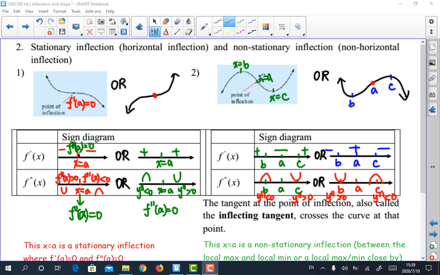If x equals a is a non-stationary inflection, let's look at what will happen to the first derivative and the second derivative at this point x equals a. For non-stationary inflection, we may have two different types of curves. The first case is concave down first, then concave up. The second case is concave up first, then concave down. But anyway, if this point is a non-stationary inflection, it must have a local maximum point or local minimum point nearby. Or you may have both of them right beside this x equals a. So in this case, we put a local maximum and local minimum both for the non-stationary inflection.